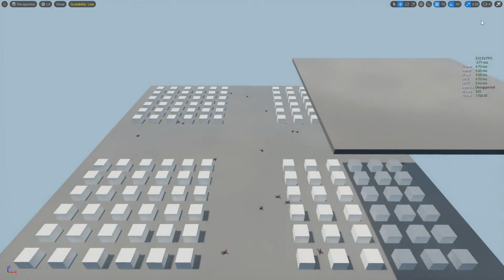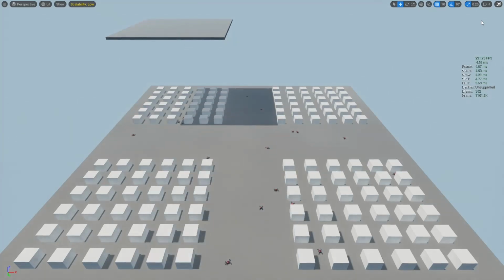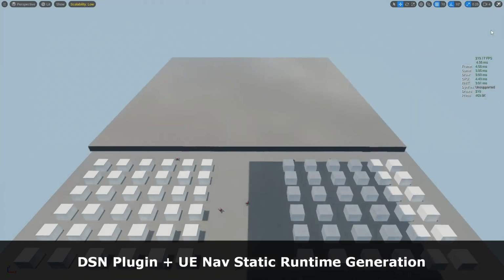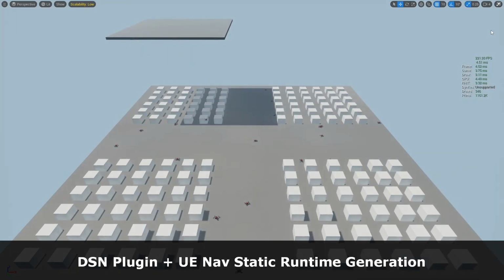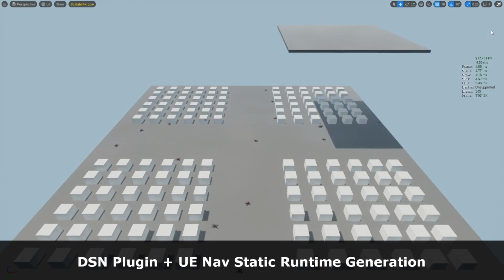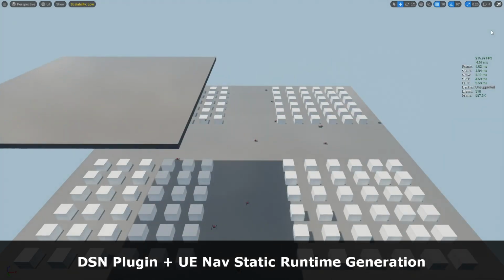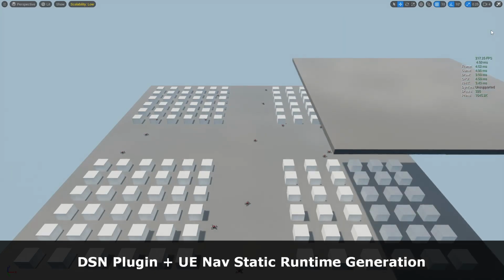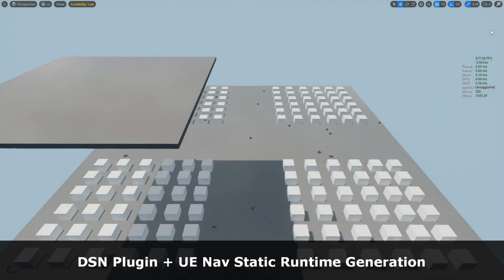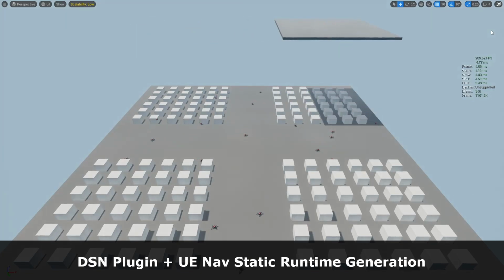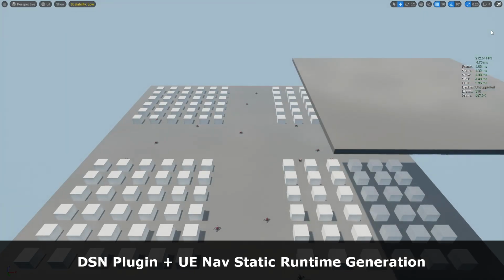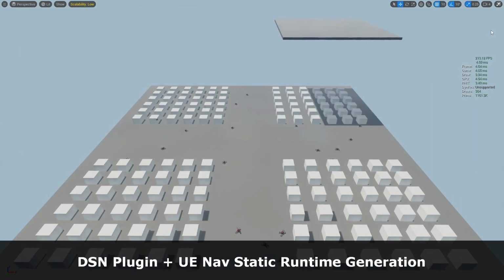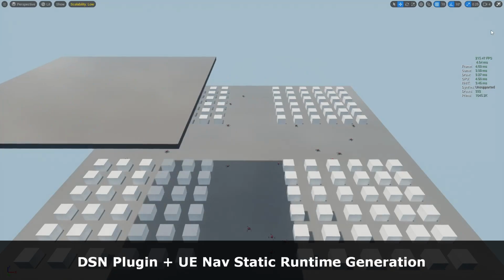Let's move on to the third run. Okay, so here we are on the third run. This one is using the dynamic surface navigation plugin, and again, it's always dynamic. And the native UE navigation is set to static runtime generation. So the native UE navigation is not updating as this platform moves around, only the dynamic surface navigation.